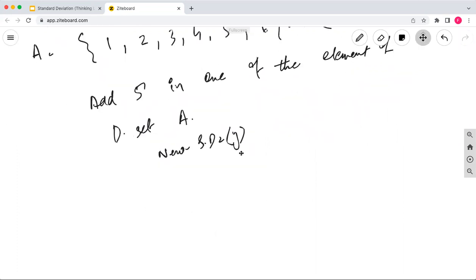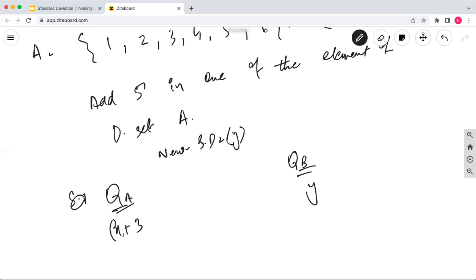So now if I ask to compare, this is quantity A and this is quantity B. The standard deviation for the first one, quantity A, is x plus 3, and this is y. This is the old standard deviation plus 3, and this is the new standard deviation, which is y. And this usually came in the hard section.